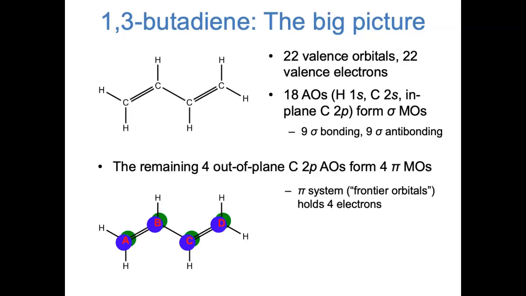So we've introduced this molecule in a lot of detail, but the result we arrived at is one that you can take as given in the future. The idea that the out-of-plane p orbitals form the pi system, and that's where the frontier orbitals are. That's the part of the molecule that we really tend to think about the most.